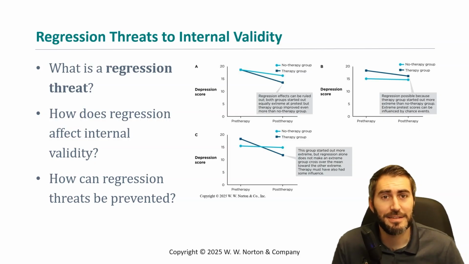Graph C depicts the therapy group starting out with higher depression scores than the no therapy group. But this pattern is reversed at post-test, when the no therapy group had higher depression scores than the therapy group. This could not be accounted for by regression alone. Therefore, the independent variable must have had an effect on the dependent variable in this graph.